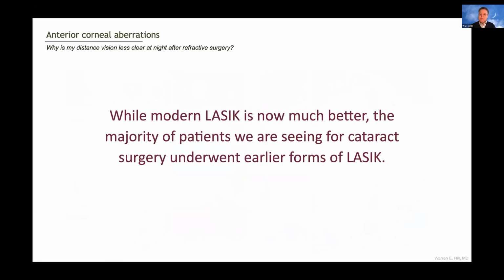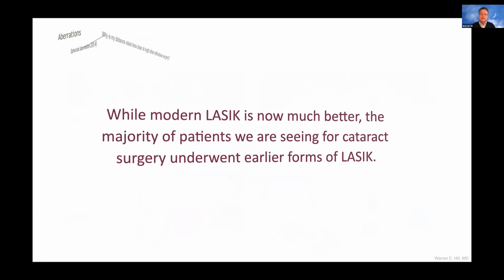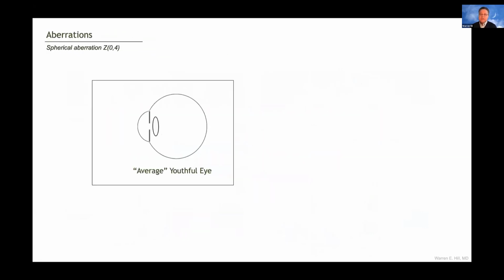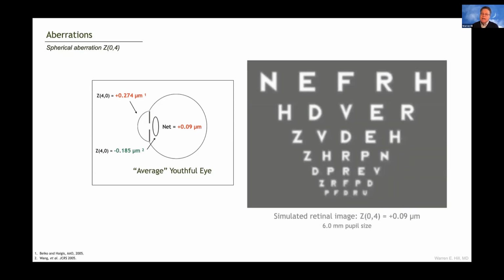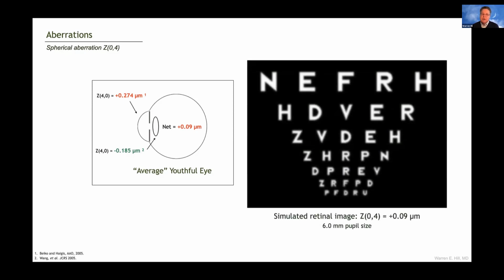But the patients that we're dealing with are mostly people that have had early generation LASIK that are now coming to cataract surgery. So let's look at some examples, and you can see using image simulation. Here's the average youthful eye, say the naval aviator, and there's the normal value for the cornea. Here's a mean value for the spherical aberration for the lens. It's negative. This is from Li Wang at Baylor University. And what we have is a slight positive spherical aberration value. This is an image simulation at a 6mm pupil. So this is somebody with very, very good vision.